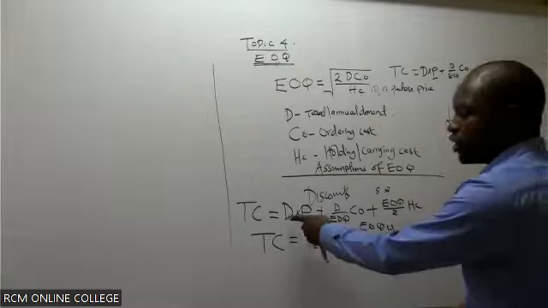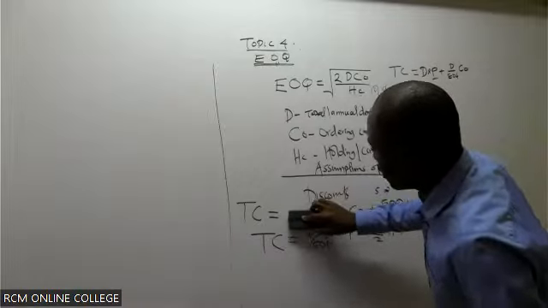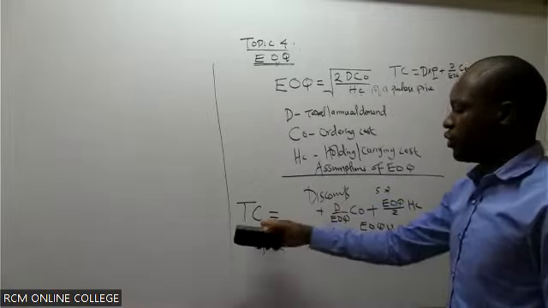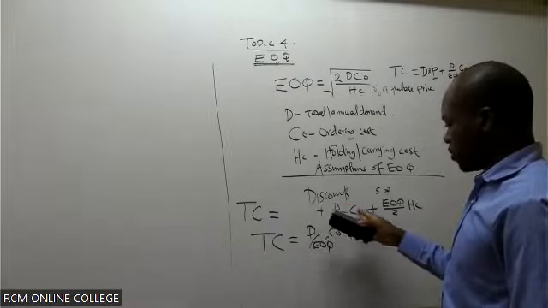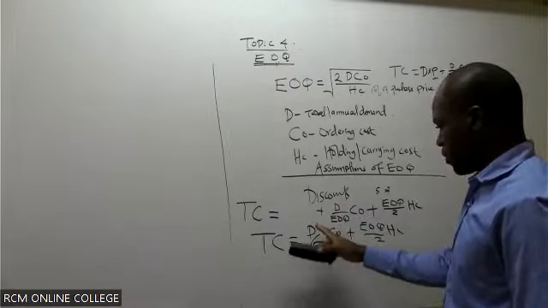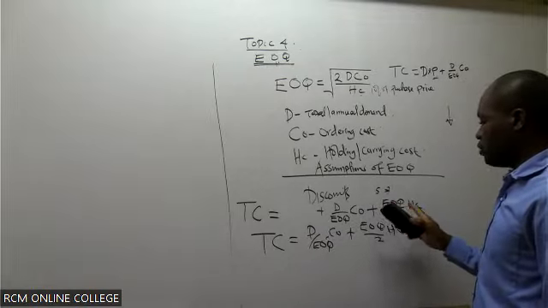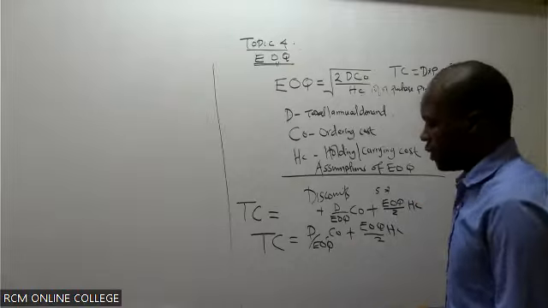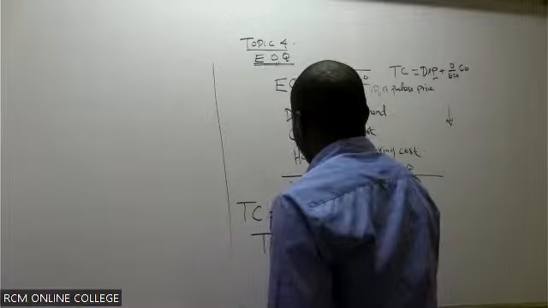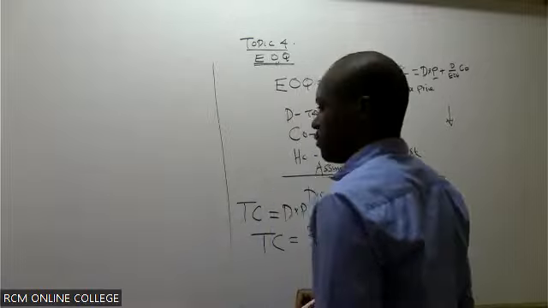questions, the examiner will not give you this. So what are we doing? We are basically deleting this one here. So our total cost is equal to demand divided by economic order quantity times ordering cost, which is this. Then we add economic order quantity divided by 2 multiplied by holding cost. So this is the standard formula, but in some cases you are not going to get them giving you the purchase price.